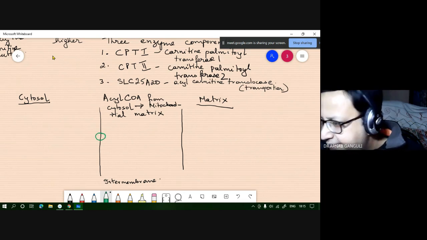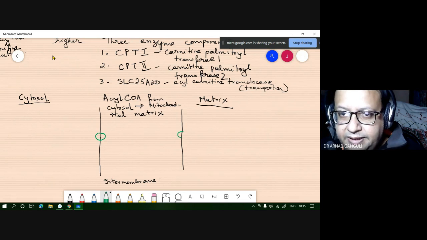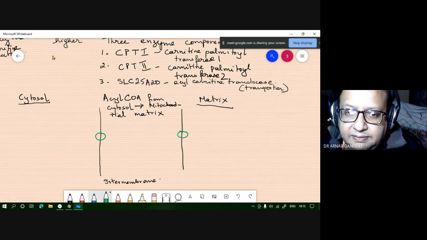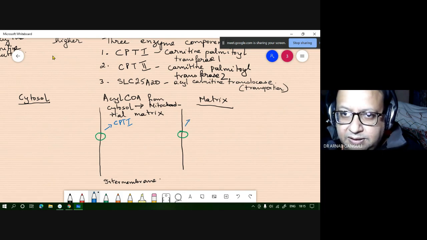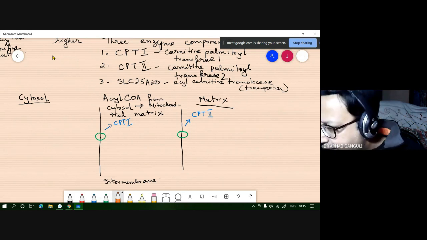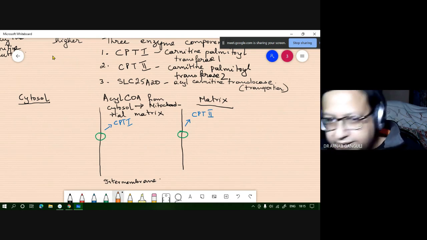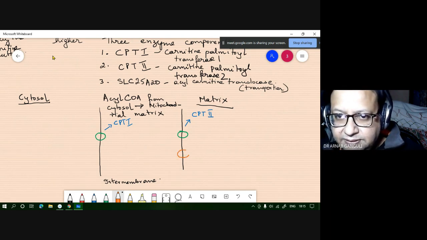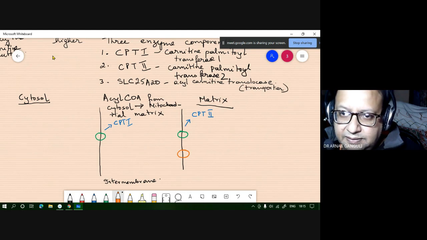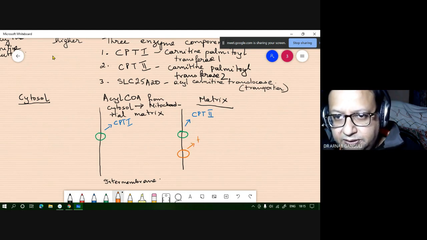Now let us draw the enzymes, three enzymes. First enzyme, second enzyme. This is the CPT1. This is the CPT2. And then you have the translocase, acyl carnitine translocase. This is the transporter.